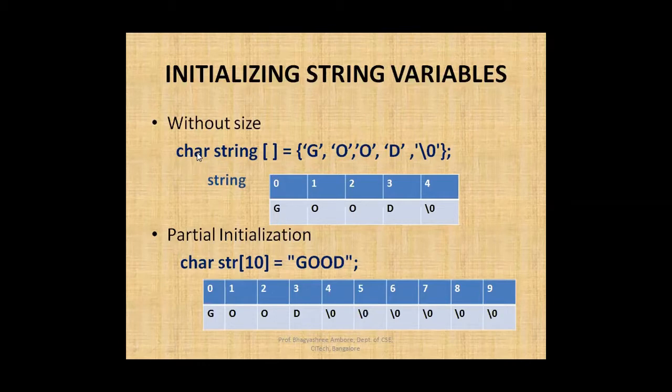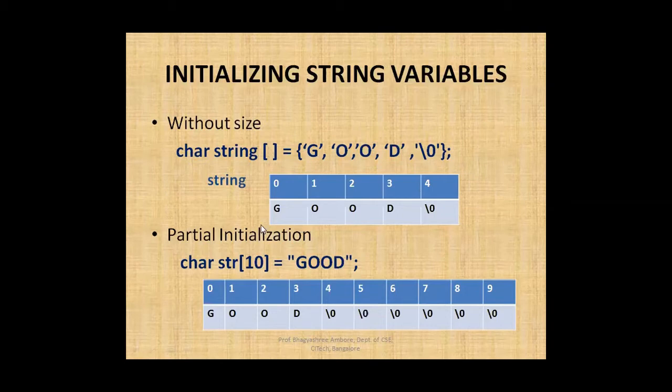Yes. It is char string[], blank. I have not given the size. In this case, it counts the number of characters you have given in the braces, and it will place that as the size of the string. Now 1, 2, 3, 4, 5. Total how many characters are there? 5. It will write 5 here: indices 0 to 4, total 5 characters.